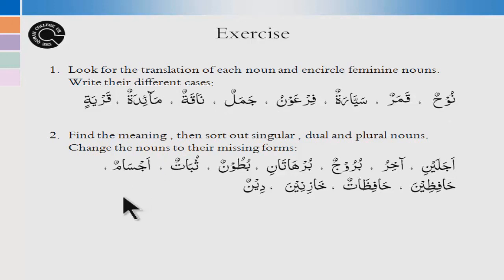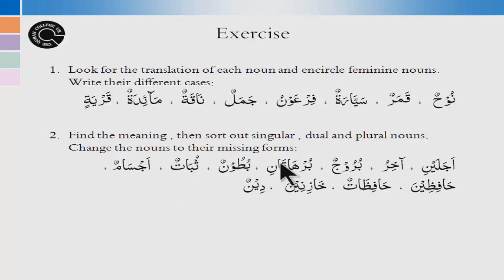In the second case, you can find the meaning and then sort out the singular. There are some singular, some dual, and some plural nouns. You need to identify which one is singular and which one is plural, because you now know what kind of noun they are. If they end in something, then they would probably be singular, plural or dual. So find out which is singular and which is plural, and if you are more expert, you can find which template has been used.